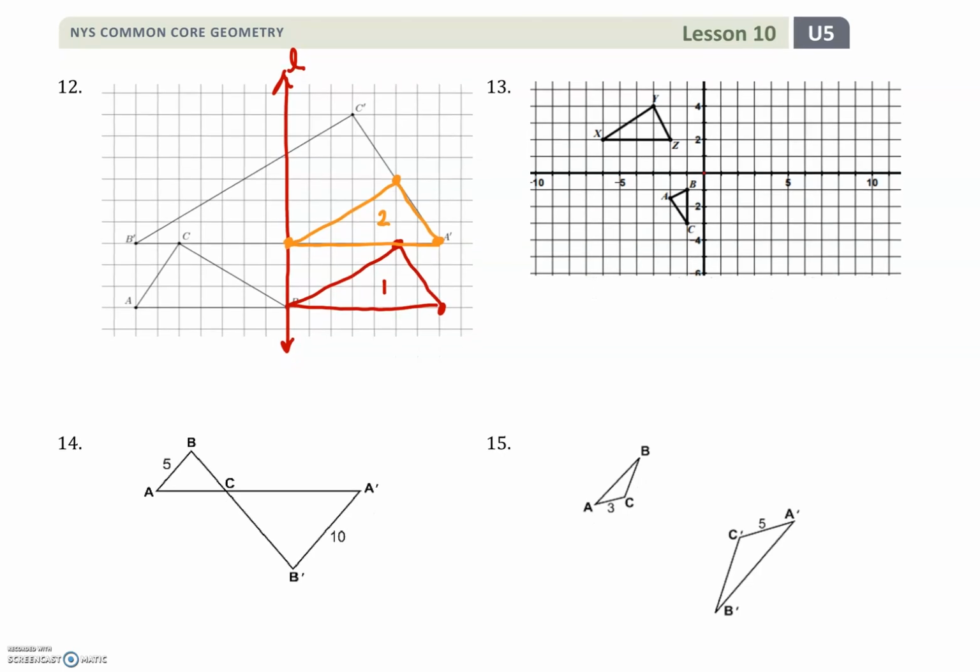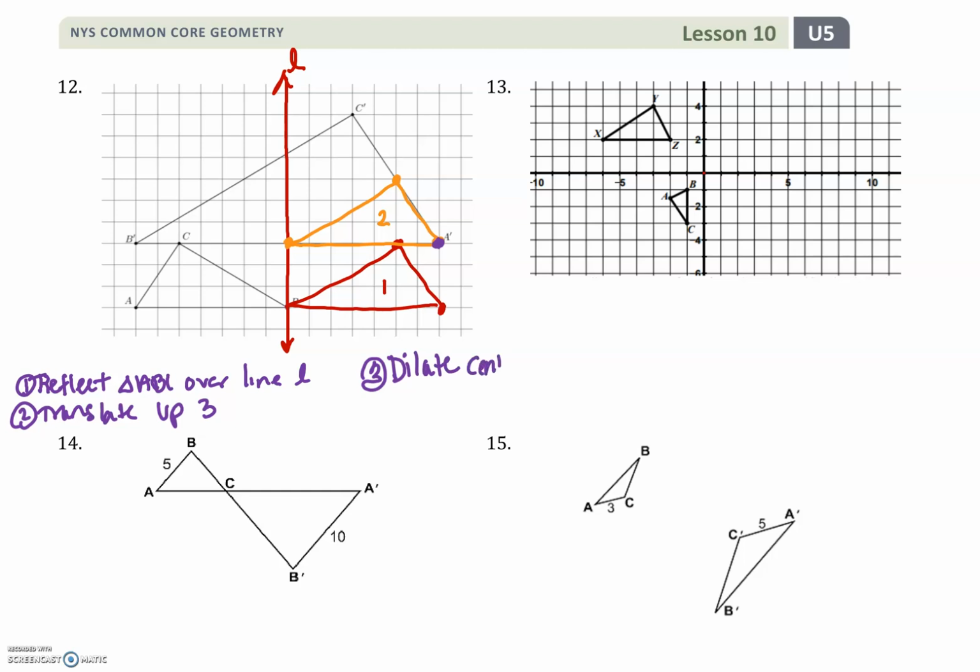If I were to write that out in words, I would say that I reflected triangle ABC over line L. And that can be step 1, or you can do it as a whole sentence. Step 2 would be to translate up 3. And then the third thing I'm going to do is my dilation. Now remember, you need a center and a number. So we're going to dilate centered at A prime by, and then you're going to count something simple.